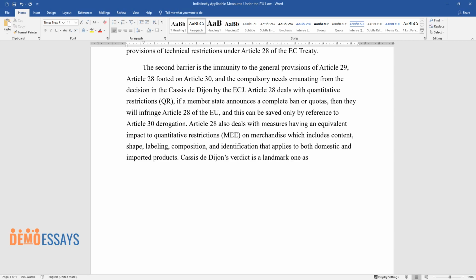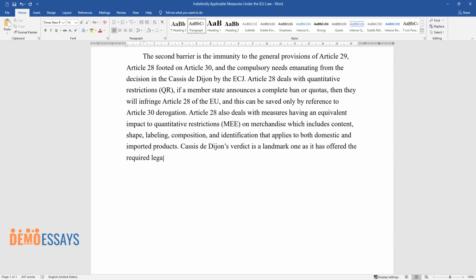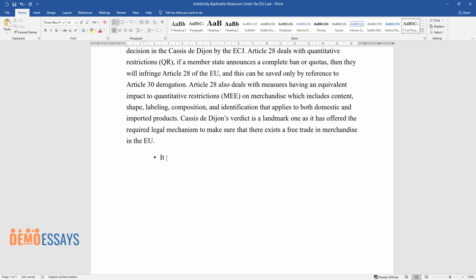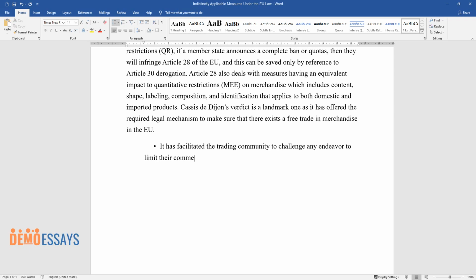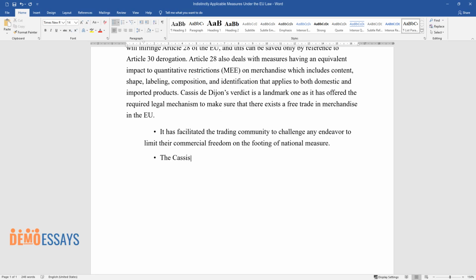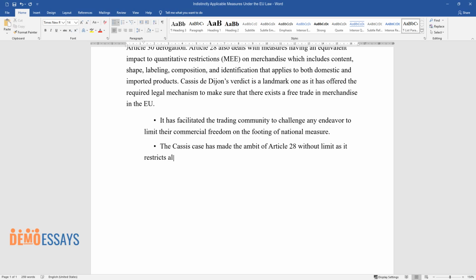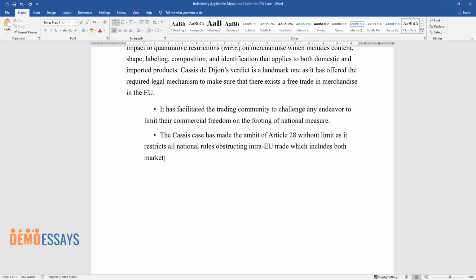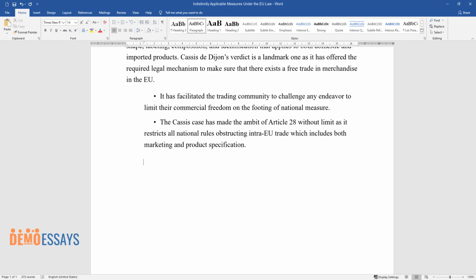Cassis de Dijon's verdict is a landmark one as it has offered the required legal mechanism to make sure that there exists a free trade in merchandise in the EU. It has facilitated the trading community to challenge any endeavor to limit their commercial freedom on the footing of national measure. The Cassis case has made the ambit of Article 28 without limit as it restricts all national rules obstructing intra-EU trade, which includes both marketing and product specification.